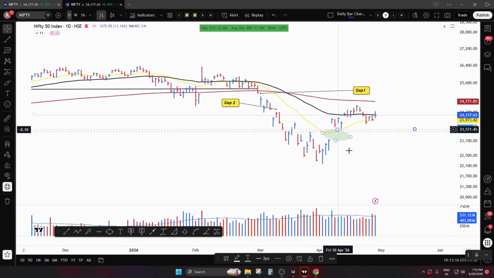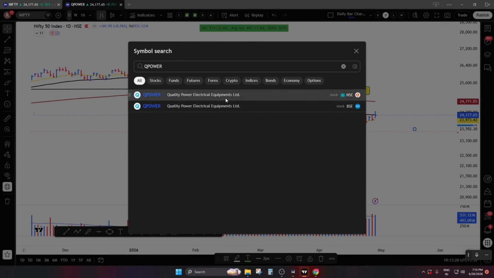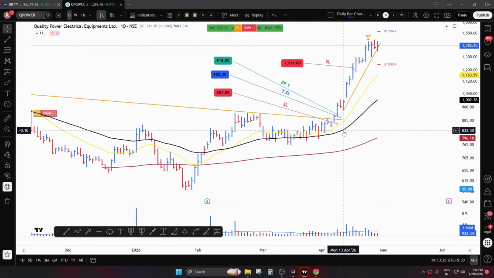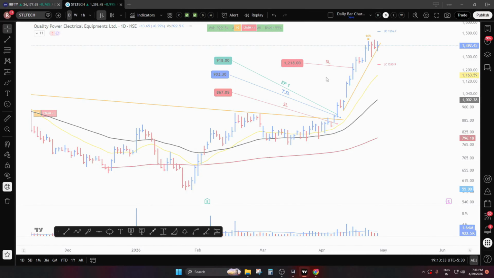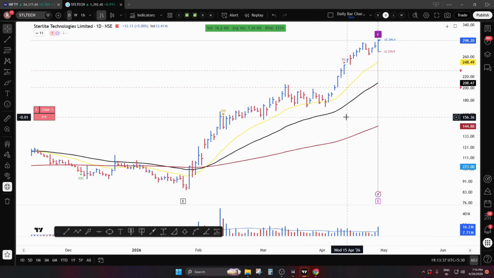On April 9th, I started my test positions. The first position was Q Power. On the same day itself, it went up about 9%. So my stock was giving me the feedback that market structure is good. On the same day, my Steltech also gave a good closing. Look at this closing. That is the reason this was telling me clearly that market structure is improving, and the market started to give me positive feedback.